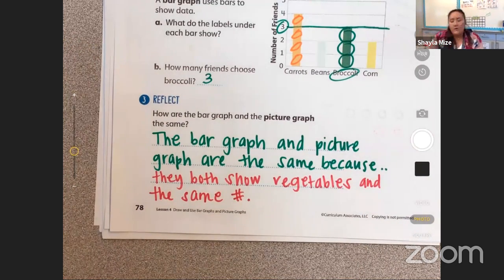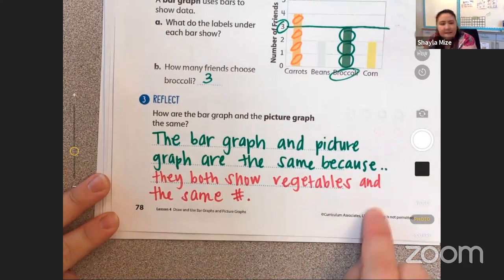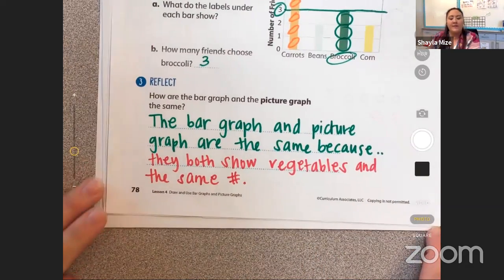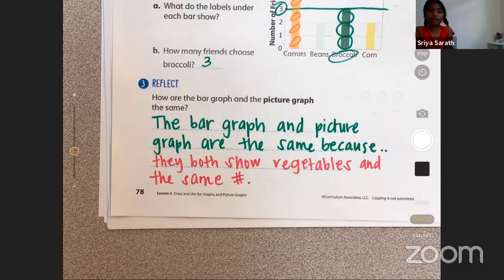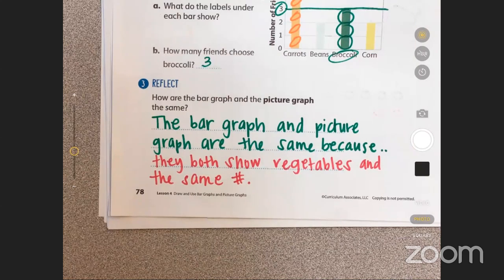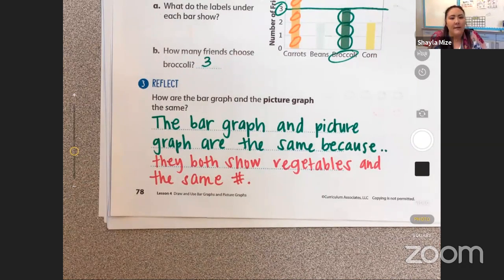Okay, so you should have something along these lines. Does anyone want to add to Ojas's answer? Shreya, would you like to add to Ojas's answer? Yes, mine is especially they both equal the same number. If you do the same thing, they both equal the same thing too. Yes, they do. Awesome.